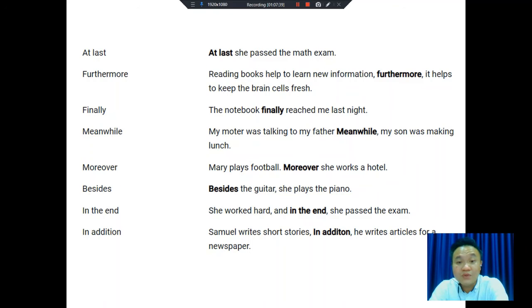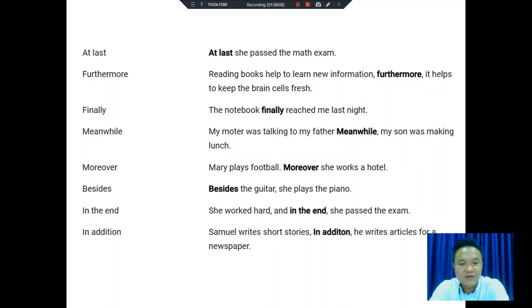Furthermore, reading books helps to learn new information. Furthermore, it helps to keep our brain cells fresh. Read more books, guys. Look at this sentence. Furthermore is used to add more information. Finally, the notebook finally reached me last night. Meanwhile, oh, there's a spelling mistake here. My mother was talking to my father. Meanwhile, my son was making lunch.